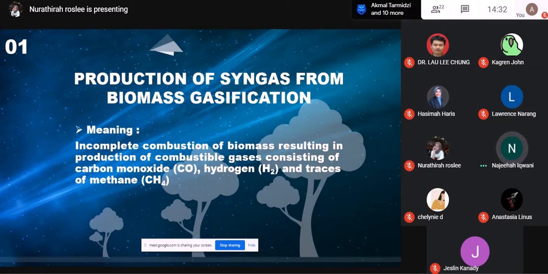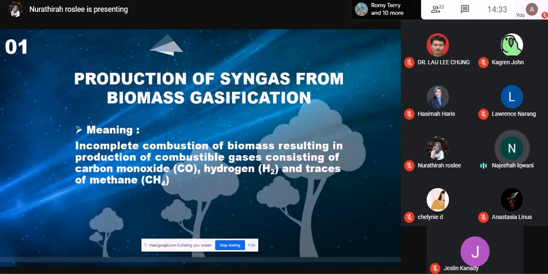So the meaning of this process is an incomplete combustion of biomass resulting in the production of combustible gases consisting of carbon monoxide, hydrogen, and traces of methane. Basically, biomass gasification is a proficient technology which is able to convert any kind of biomass into a valuable product that can contribute extensively to renewable energy generation. Gasification is a form of thermal breakdown of biomass feedstock carried out at high temperature, resulting in a gas known as producer gas, which can be used for numerous purposes.